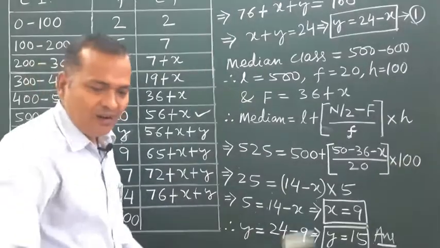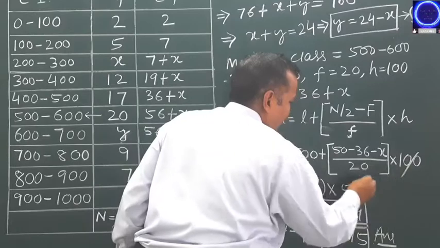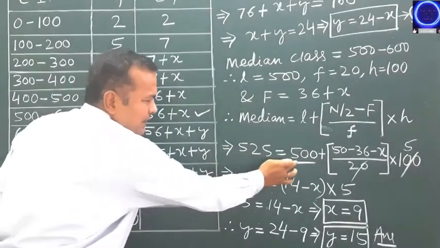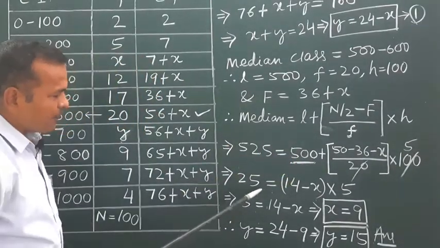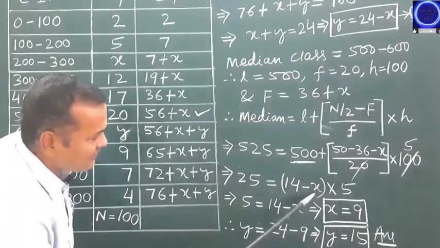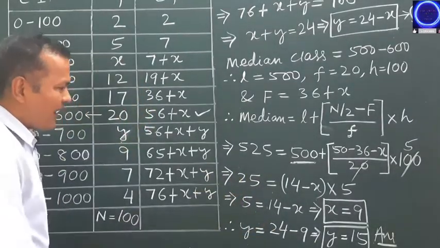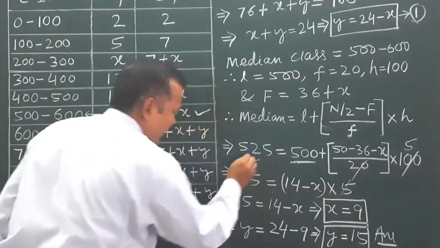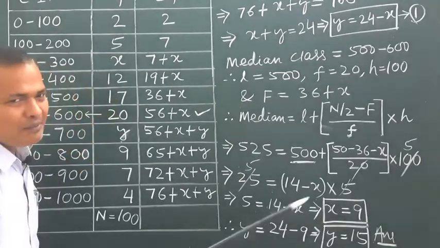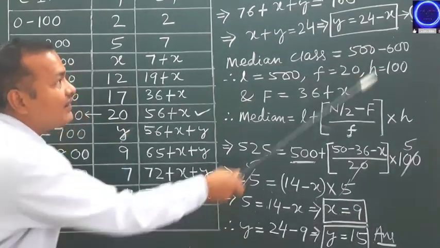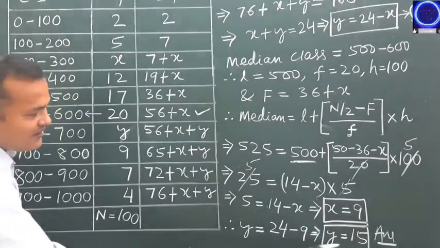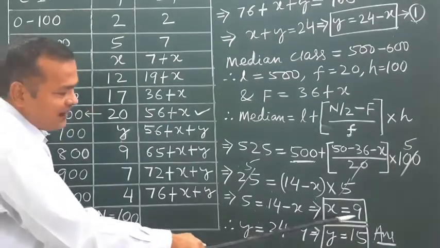Then you cancel 100 by 20, it is coming 5. This 500 is taken to the left side and subtracted. 525 minus 500, you are getting 25. So 25 is equal to, numerator simplified, 50 minus 36, that is 14 minus x, whole into 5. Now again you cancel 25 by 5, it is coming as 5. This implies 5 is equal to 14 minus x. This implies x is 14 minus 5, that is 9. Put the value of x in equation 1 to get the value of y. y is 24 minus 9, that is y is 15. Therefore, x is 9, y is 15.